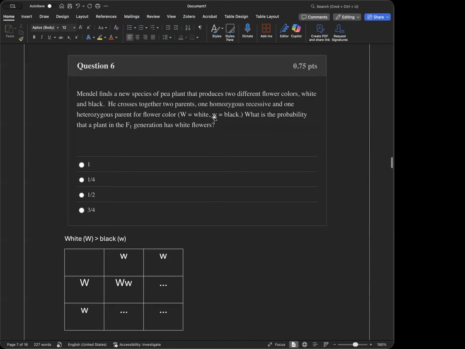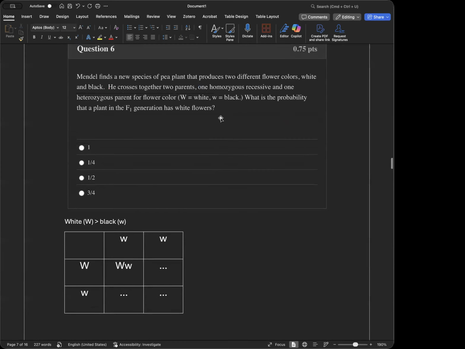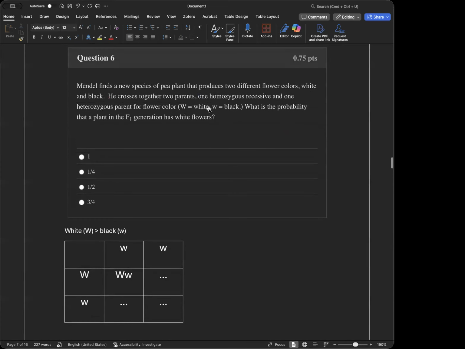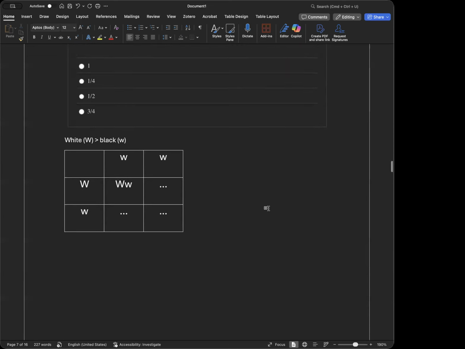So we know that one of them is going to be lowercase, lowercase, and a heterozygous plant. So we know the other one's going to be uppercase, lowercase. So that's what I have here, lowercase, lowercase, uppercase, lowercase, because it's heterozygous. So then you would just fill out your Punnett squares and determine the probability of having an F1 plant that has white flowers. Remember, with a dominant trait, you only need to have one allele. So how many out of the four have at least one white allele?